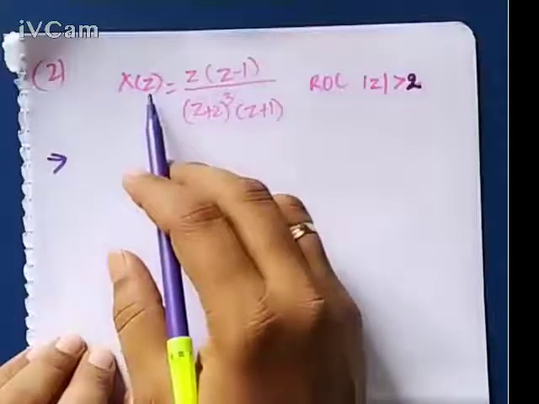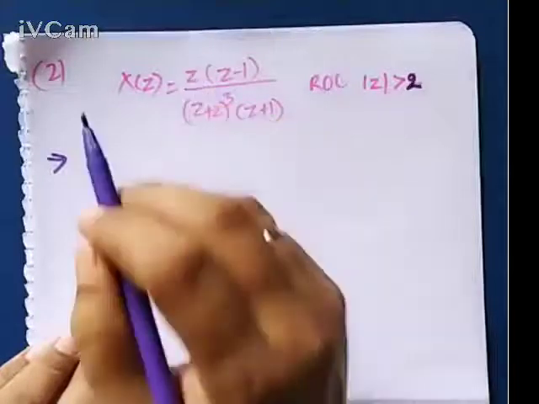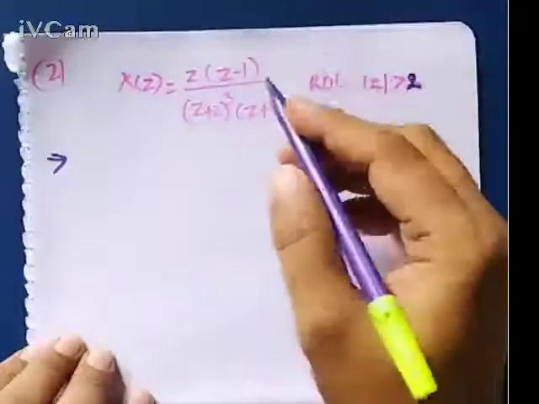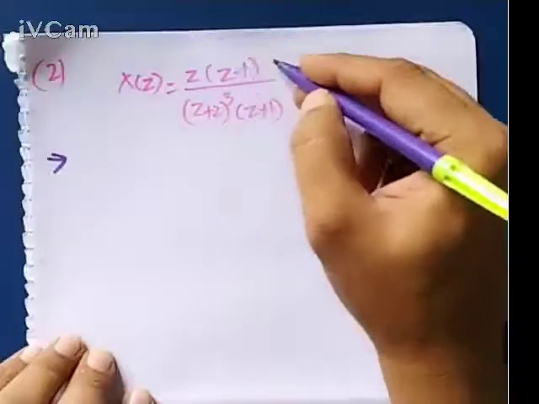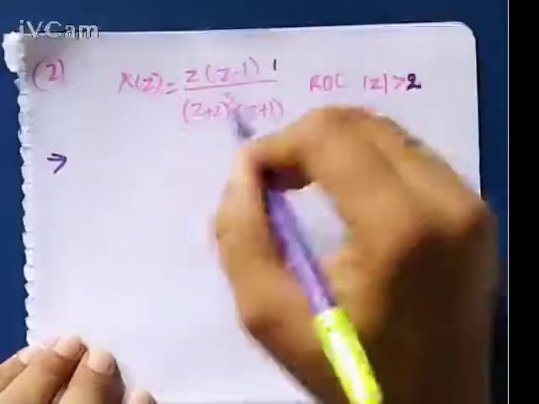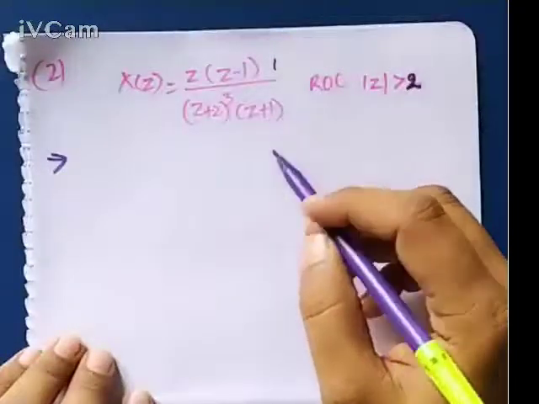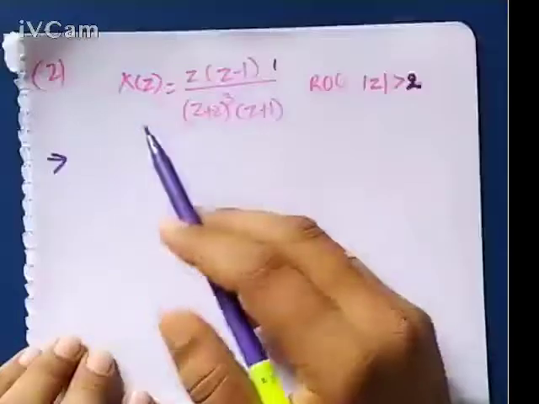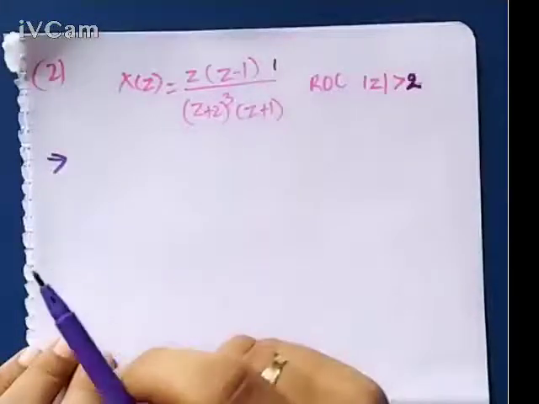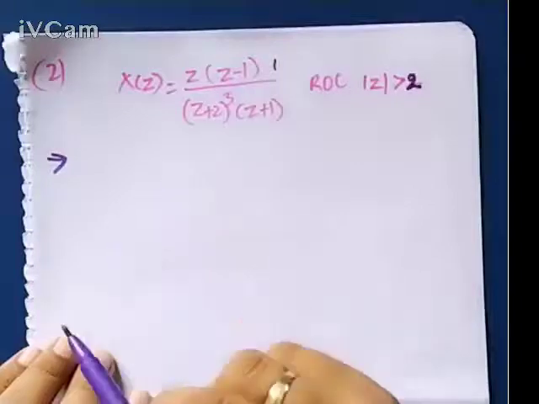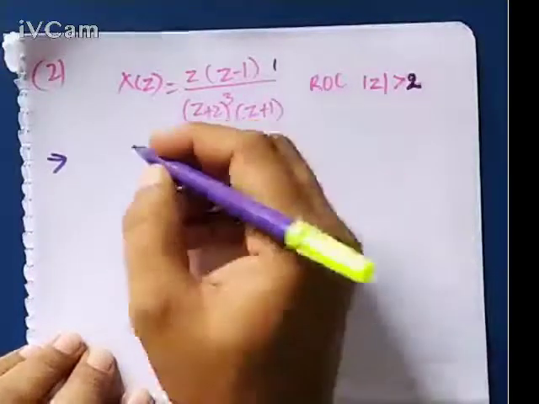I need to get the x of z by z, right? So I have already z here. See, in the question, if there is no z term on the numerator, consider that only 1 remains here, so 1 by z plus 2 cube into z plus 1. So you have to bring something so that you will have some x of z by z term here. Okay, so in that sense you need to understand here.